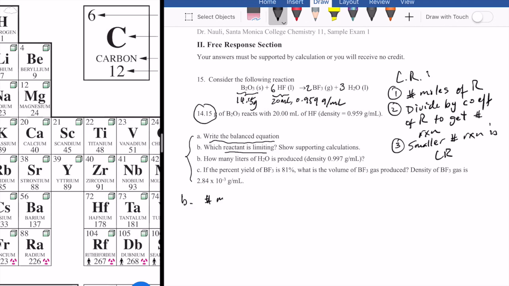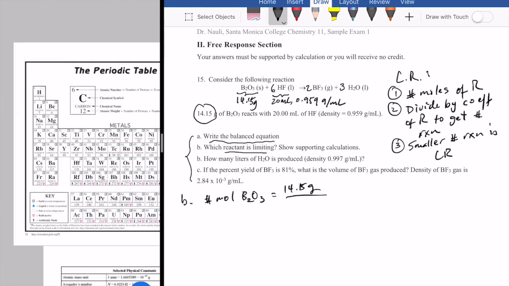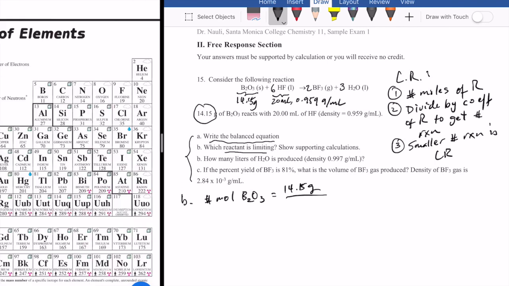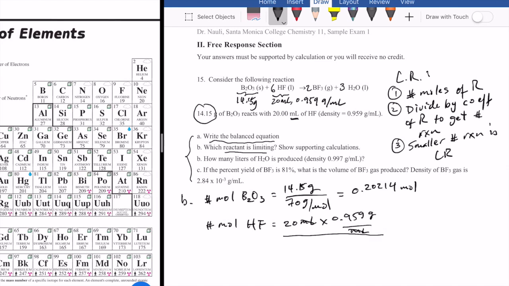So let's figure out the number of moles of B2O3. That's going to be 14.15 grams divided by the molar mass. You go to your periodic table; here on the left it is 70 grams per mole, giving 0.20214 mole. And then you do the same thing for your HF. You have to first convert it to mass because they give you density and volume. So 20 milliliters times the density, which is 0.959 grams per milliliter. Milliliters cancel out, and that gives you just the mass. And then from there you can divide by the molar mass of HF. This is 20 grams per mole. And so you end up getting 0.959 mole.